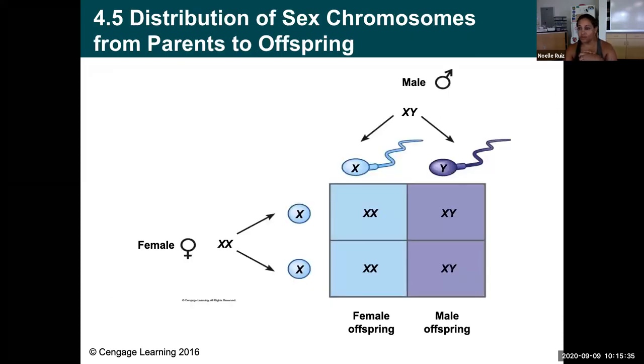So this is just a Punnett square of how gender comes about. Males have XY. They can pass on either one. Females have XX. They've got a 50% chance of having a boy or a girl.